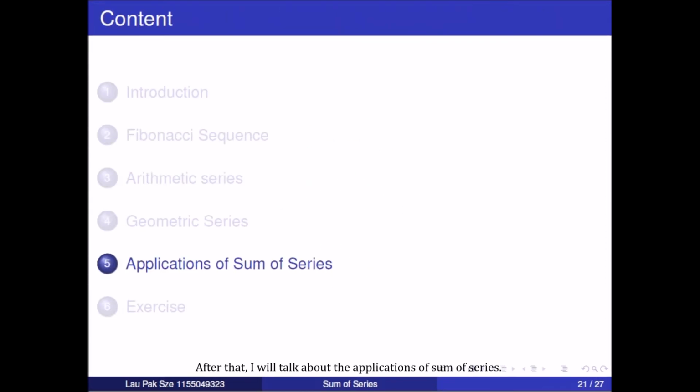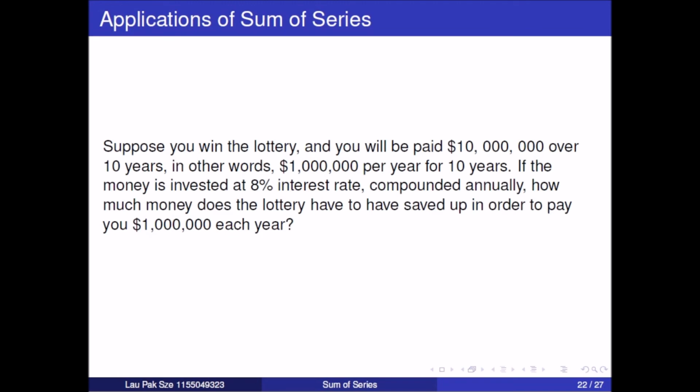After that, I will talk about the applications of the sum of series. Suppose you win the lottery and you will be paid 10 million over 10 years, in other words, 1 million per year for 10 years. If the money is invested at an 8% interest rate, compounded annually, how much money does the lottery have to have saved up in order to pay you 1 million each year?